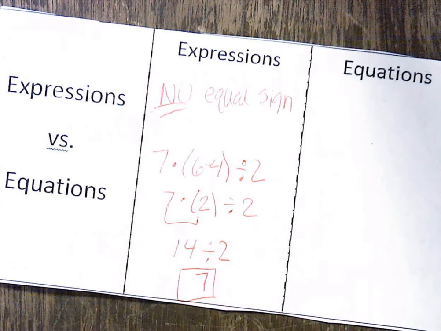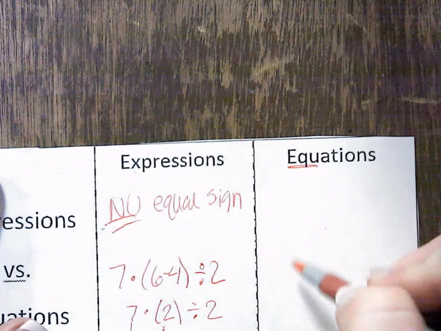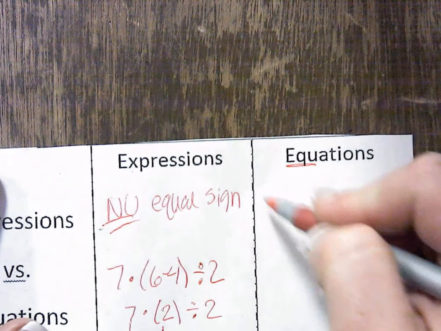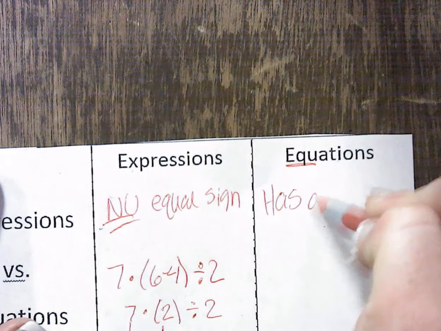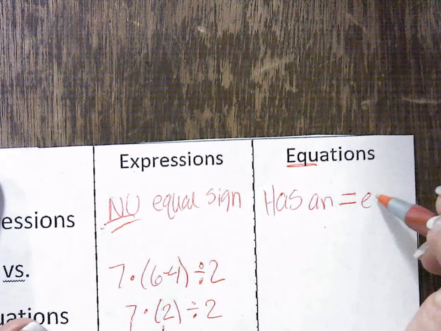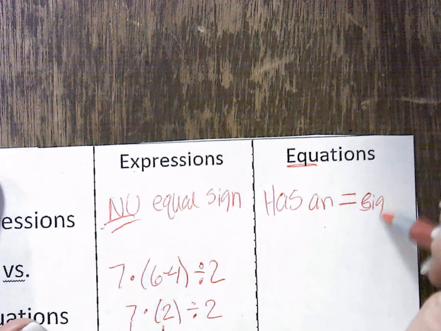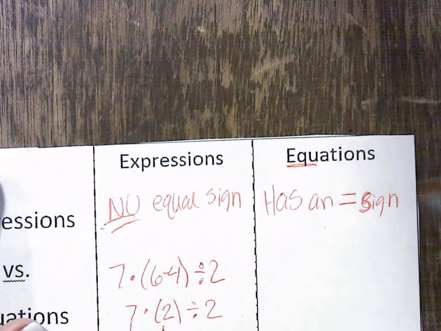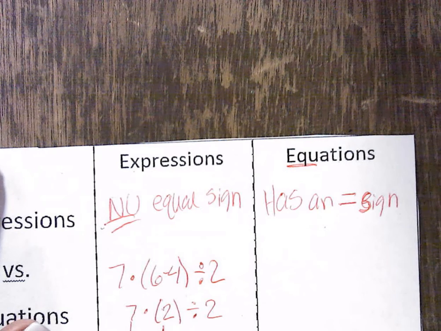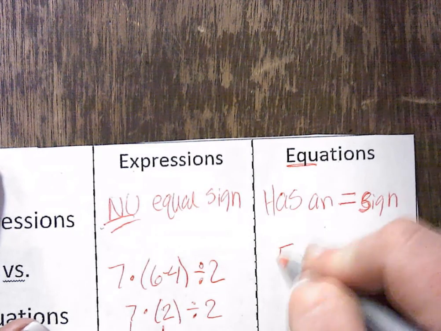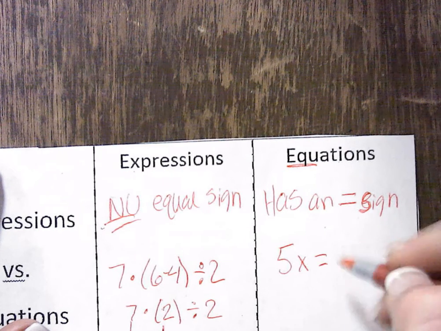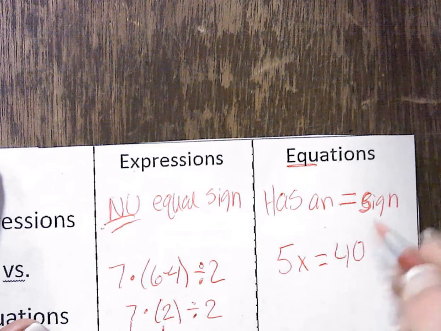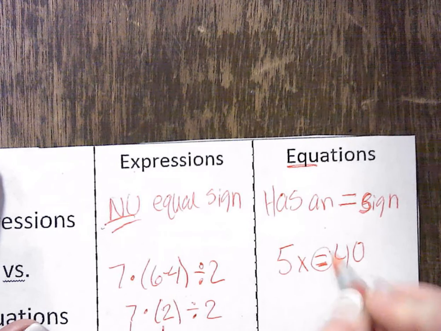Now for the equation, we say the word equation kind of sounds like the word equal. That has an equal sign. So here's an example of an equation, something like this. 5x equals 40. This equal sign tells me this is an equation.